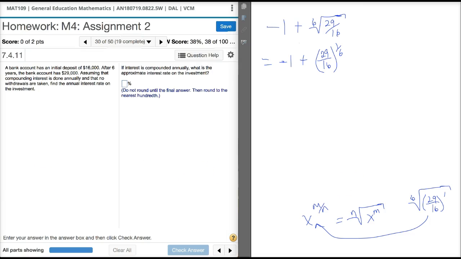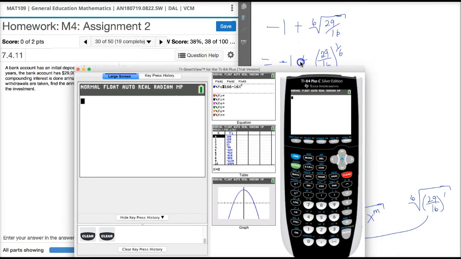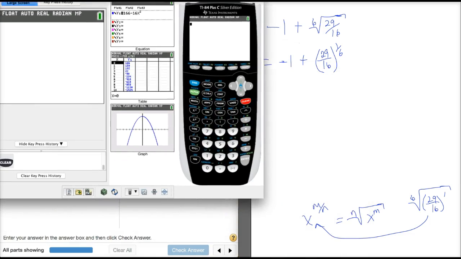Now, how do we actually put that in? Okay, so I'm going to come back here and let me move this over.